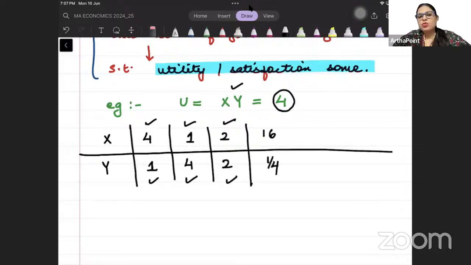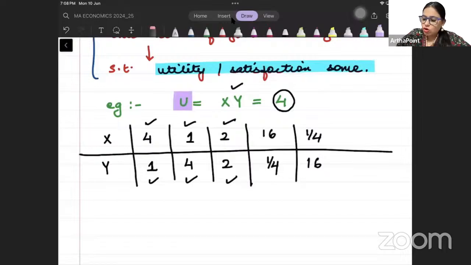Okay, so I can go ahead and have X as 16 and Y as 1 by 4. I can have X as 1 by 4 and Y as 16 and so on and so forth. Different combinations of X and Y so that you get your utility at 4.